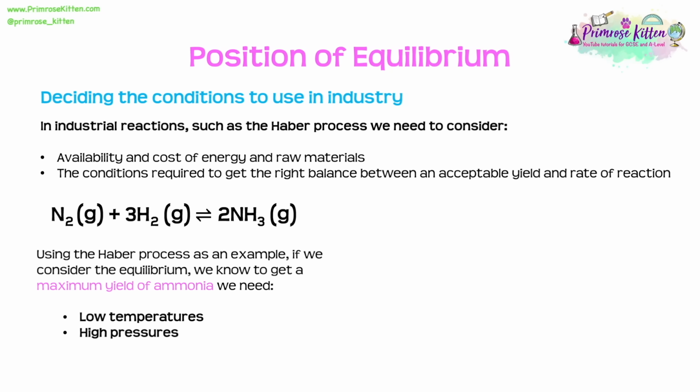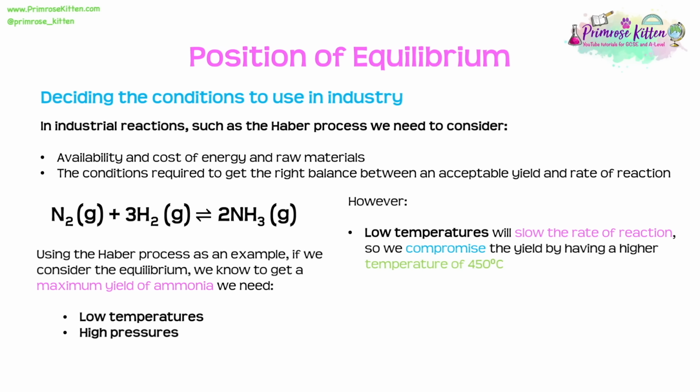So, looking at the Haber process and using what we've just said, we know to get a maximum yield of ammonia, we need low temperatures so that it shifts in that forward exothermic direction, and high pressures so it shifts to that side with the fewer moles. However, if we break these down, we know that low temperatures will actually slow down the rate of that reaction a lot. So we need to compromise and use a temperature somewhere in the middle. So we use 450 degrees C so that we have a fast enough reaction and enough yield.